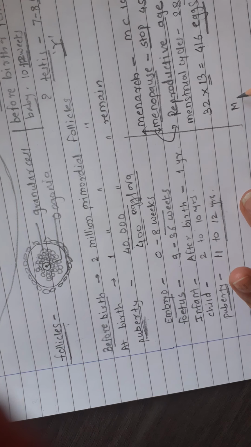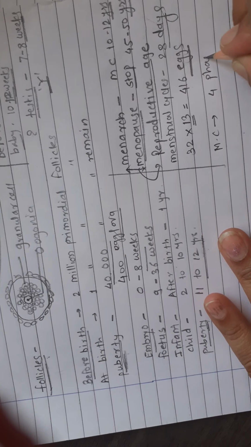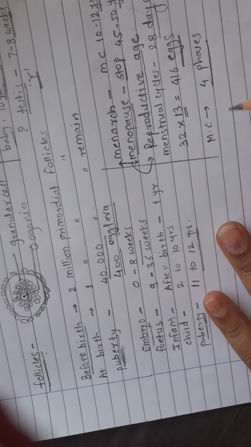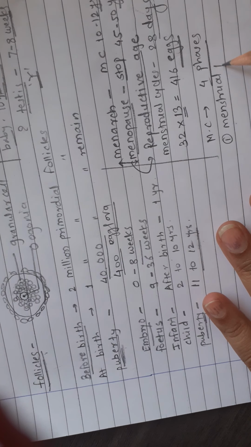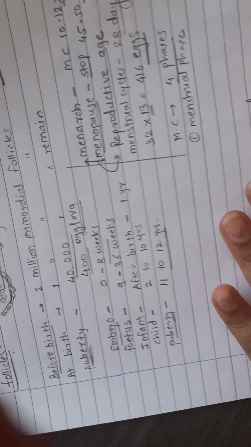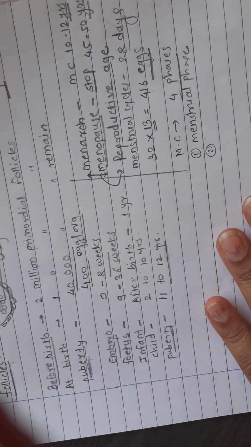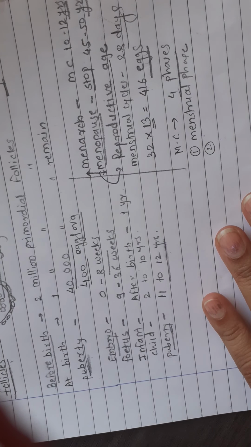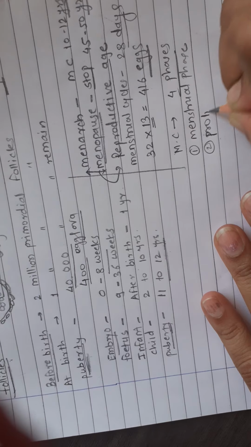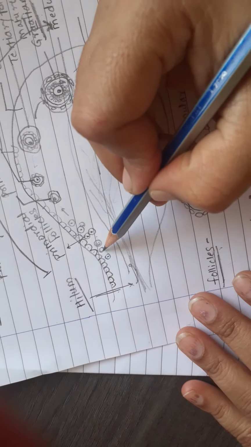So the menstrual cycle has 4 phases. We will discuss them one by one. The first phase is the menstrual phase or bleeding phase. The second phase of the menstrual cycle is called the proliferative phase. So this is the proliferative phase.